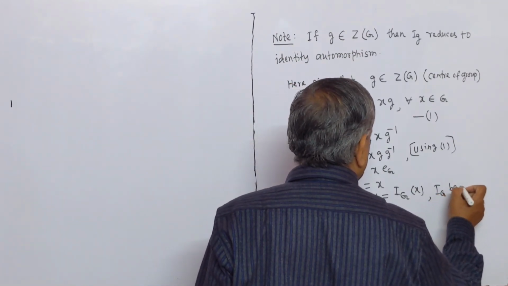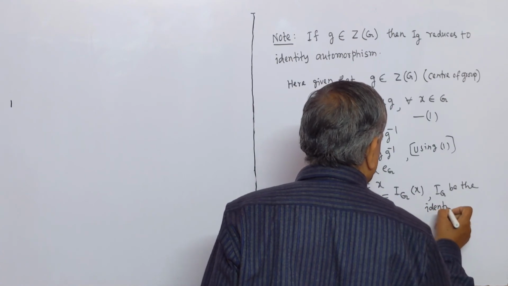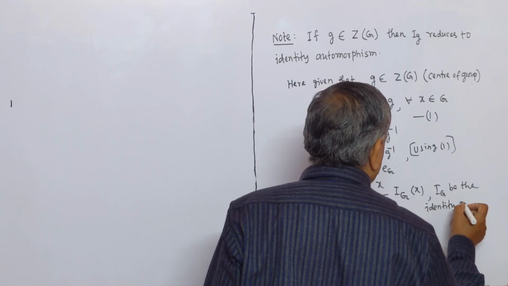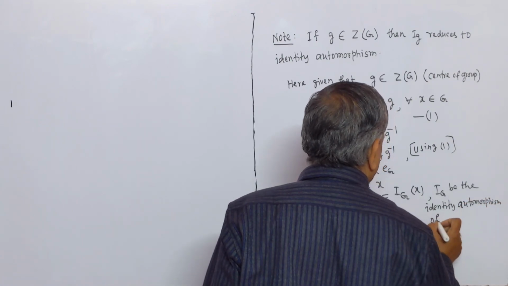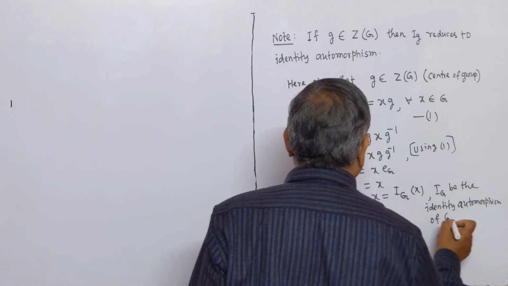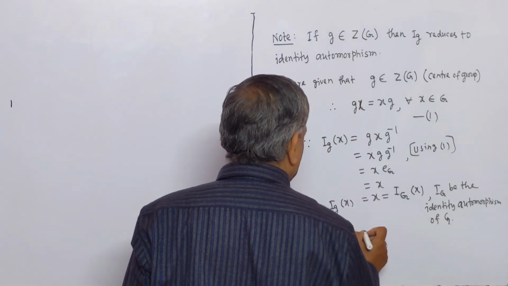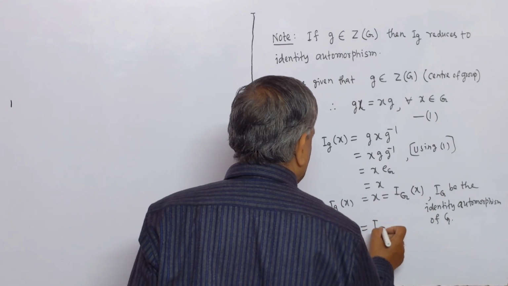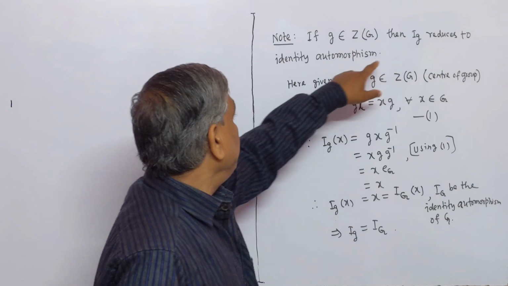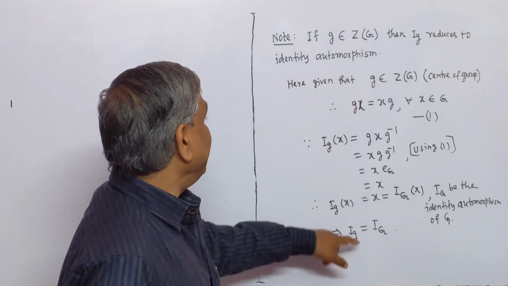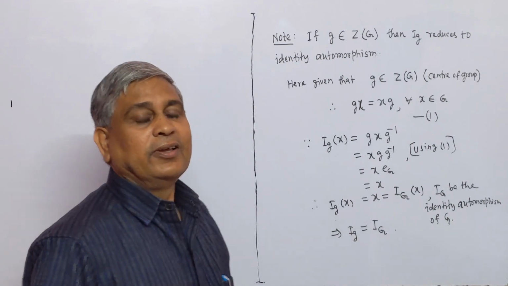Let I_G be the identity automorphism of group G, implies that I_g of small g equal to I capital G. Therefore, I_g reduces to the identity automorphism of group G.